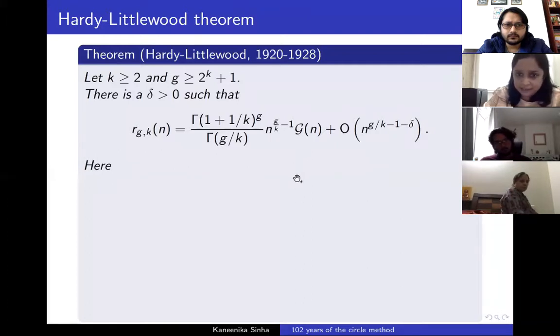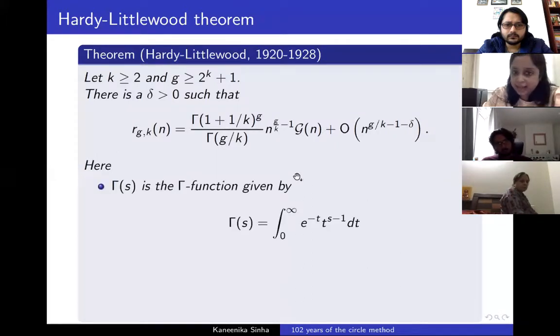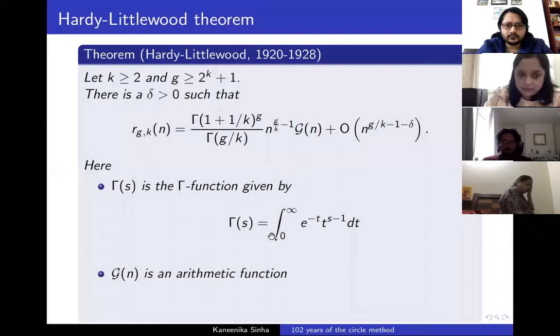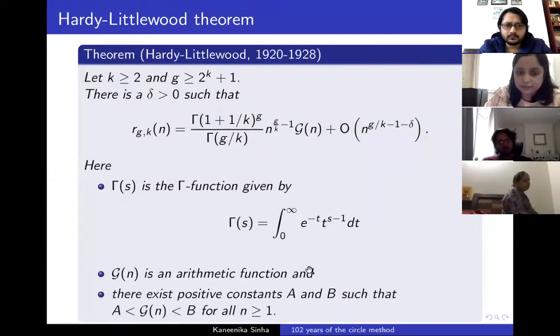And your G(n), by the way, we know it to be, so Gamma, of course, denotes the gamma function that we are all familiar with. And G(n) is an arithmetic function, which, as in the case of Vinogradov's theorem, is a positive function. For all n greater than or equal to 1, it has absolute positive bounds in both directions, a and b. So basically this G(n), you can treat it like a constant. It is not adding anything to the order n to the g by k minus 1. So the main term is of the order n to the g by k minus 1, and you have an error term which is smaller.